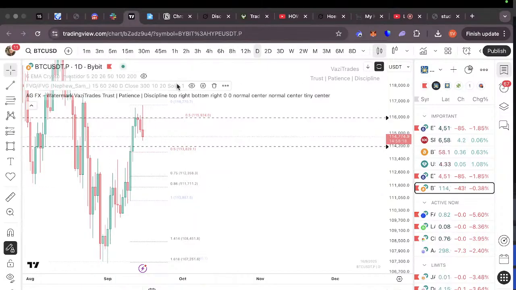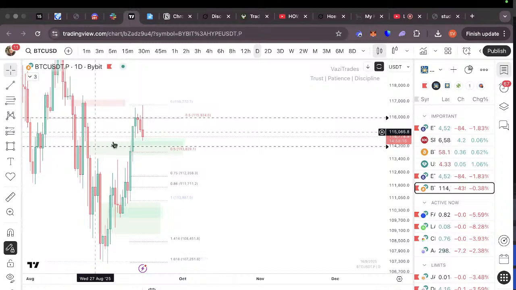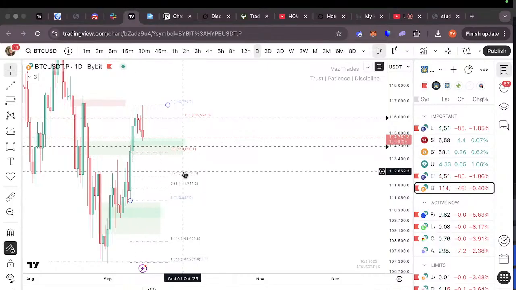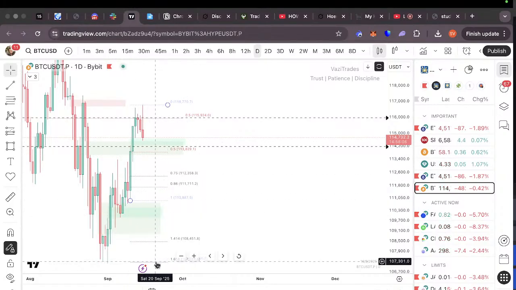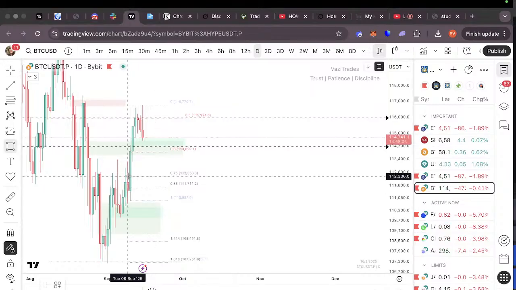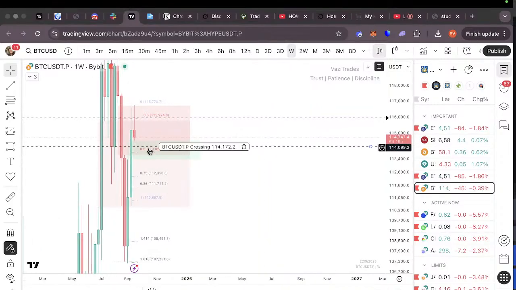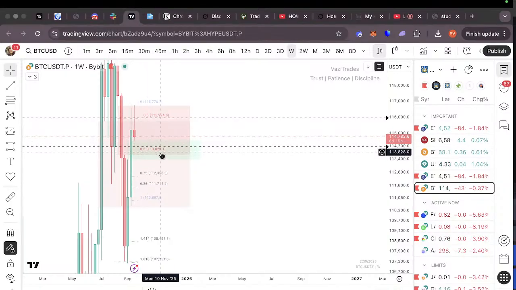All these levels are really important, and if I turn on FVGs, we can see that the 0.5 aligns with the daily FVG, and 0.75, 0.86 aligns with this bullish order block over here. And if we go to the weekly, we can see that the 0.5 Fibonacci aligns also with the weekly FVG. So currently this is the most important area to hold.